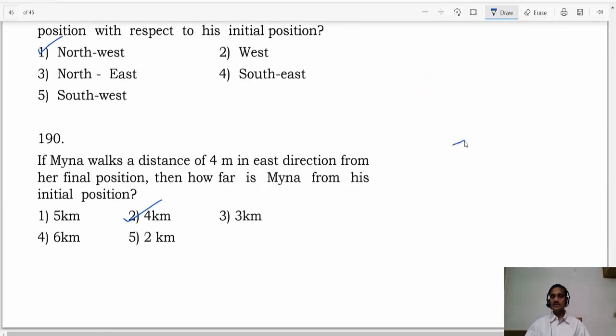Clear? Now this is about mains paper number 52, question numbers 141 to 190.